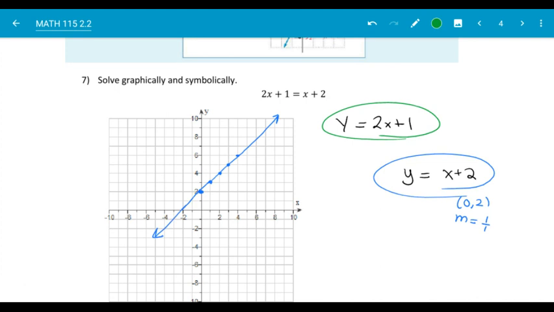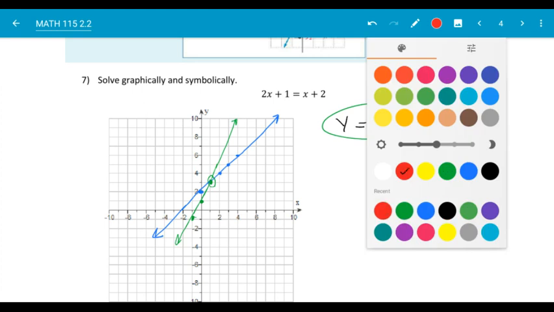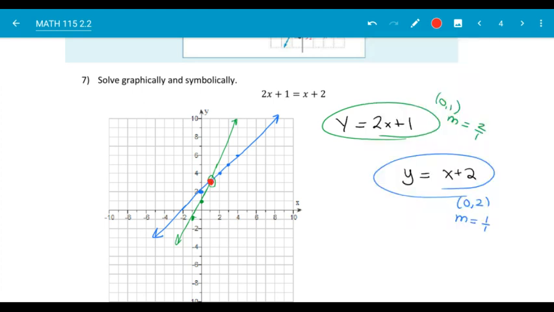Like this. We go through the point 0, 1, and our slope is 2, so 2 over 1. So 0, 1 is here, up 2 and over 1. Right there is that point of intersection we're going to be interested in. We could also go down 2 and left 1. So if we draw this line through here, it looks like this. So again, this point where they're both common is the point that I'm interested in. And that point's coordinate was over 1 and up 3.